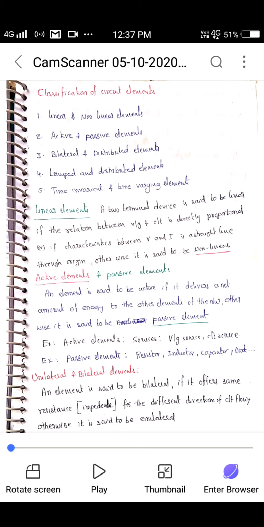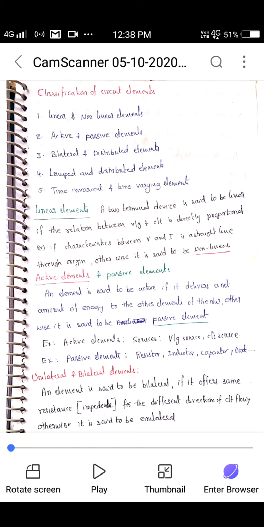Now, the topic is classification of circuit elements. We discussed already what a circuit element is. Circuit elements are of two types: simple circuit elements and general circuit elements.